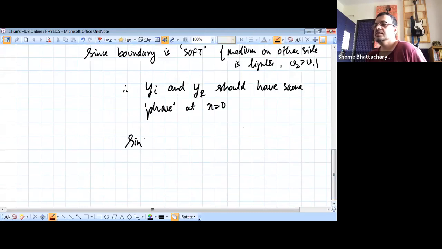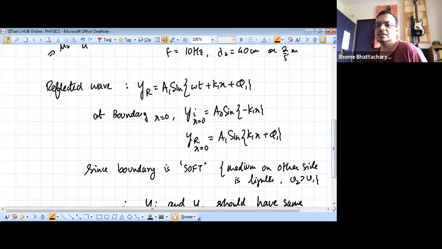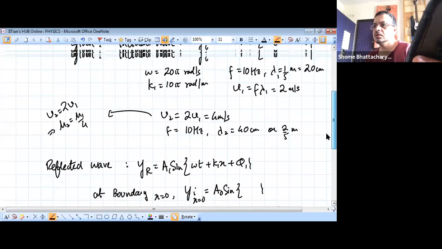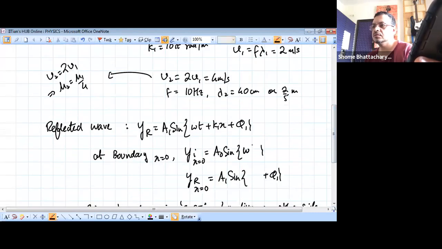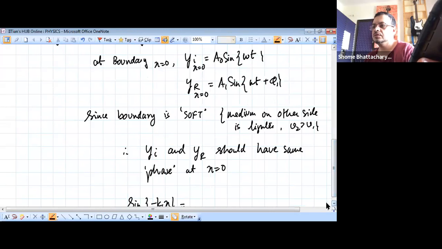So that means sine of minus k1x should be equal to, oh sorry, I have written it the wrong way. I should have substituted x as 0. I have looked at the wrong equation. No, this is sheet 3, question number 4. Just a minute. We have to substitute x as 0 now. So when you substitute x as 0, your incident wave becomes this omega t, just not minus. And the reflected wave becomes again omega t plus phi. So my mistake.